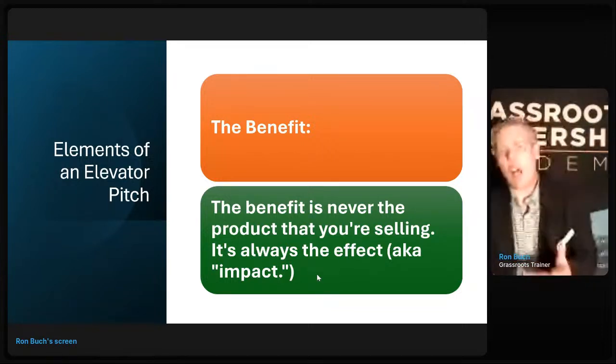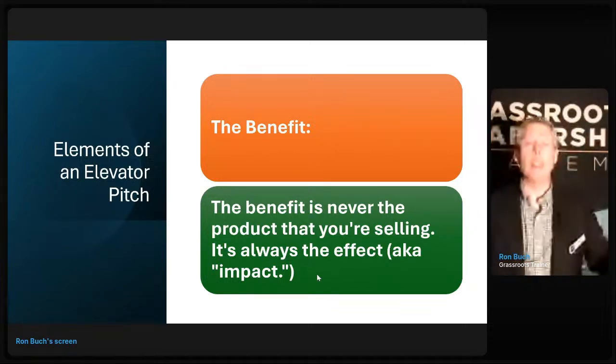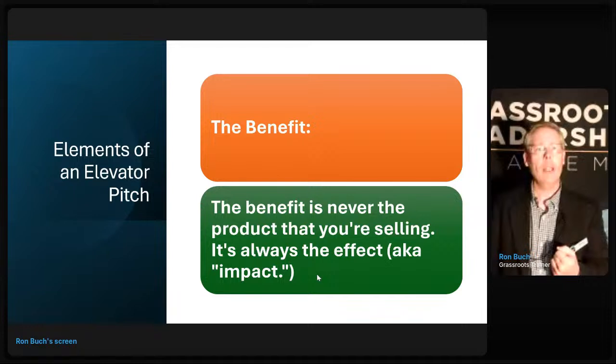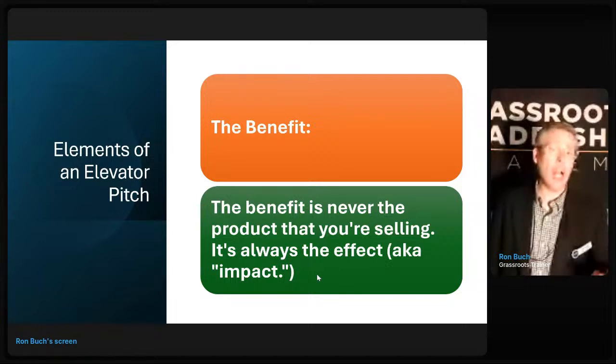And so if I was on an elevator or in a networking setting or at a community event and I had a chance to just have 30 seconds to grab somebody's attention, instead of giving them my mission statement, I might say, I help people change their lives by changing their communities.